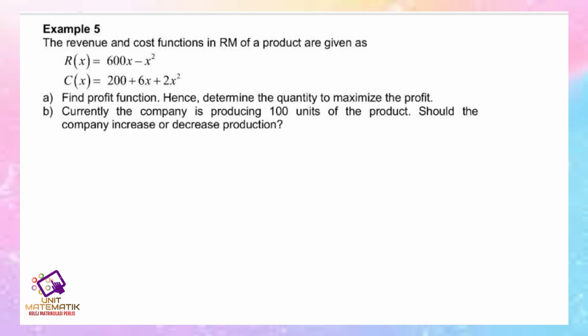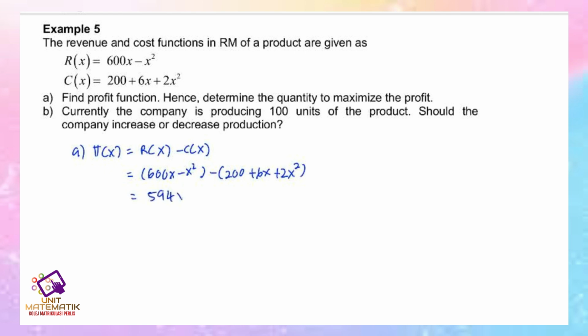For A, to find the profit function, we use the formula revenue minus cost function. Both functions are already given. 600x − x² minus (200 + 6x + 2x²). Simplify all the terms. We should get 594x − 3x² − 200.